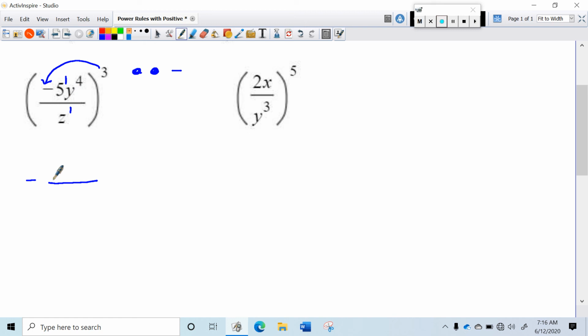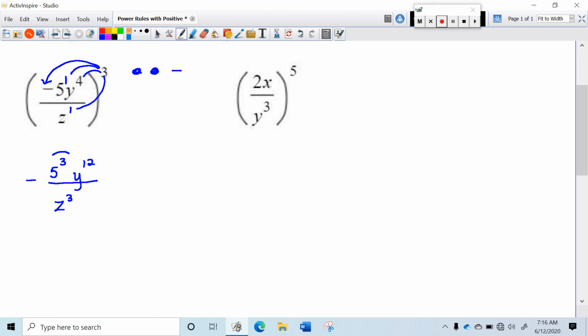Now dealing with the other portions. For the 5, 3 times 1 is 3. Anytime you're getting rid of parentheses, you're multiplying. For the y, 3 times 4 is 12. In the denominator, for the z, 3 times 1 is 3.